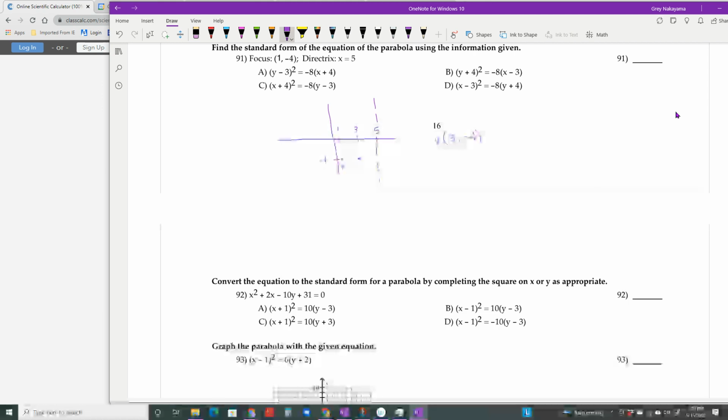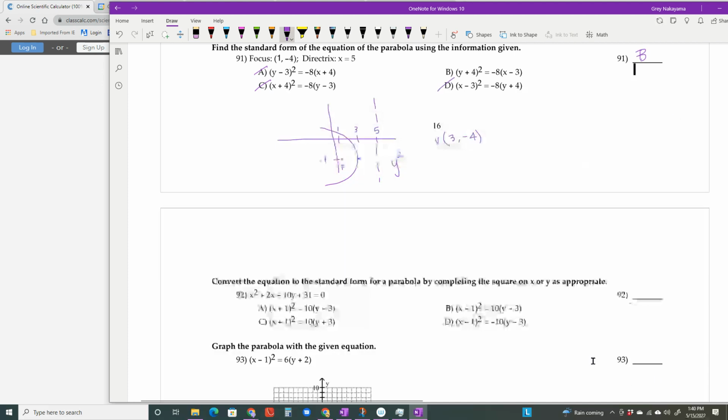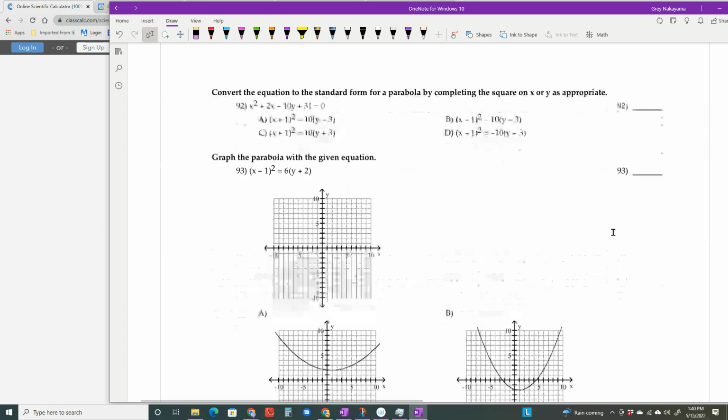So I should have x minus 3 in my equation. I do not have x minus 3. B and D both have x minus 3. The next thing is I know it has to go like this. Okay, focus has to be inside the curve, and that means my y is squared, and therefore the answer has to be B. Okay, all right, 92.